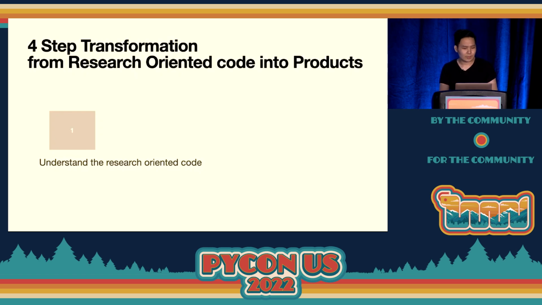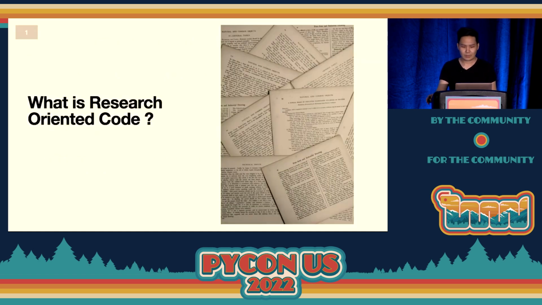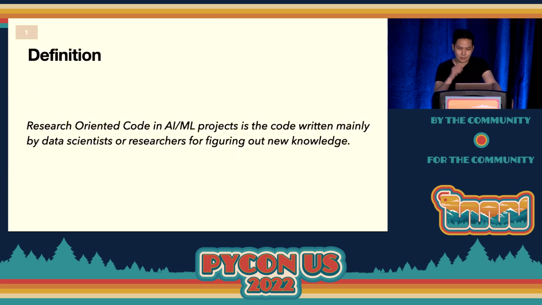So let's look at the first step. The first step is to understand the research-oriented code. In general, research-oriented code is implemented for figuring out something new and summarizing the results into a paper. Research-oriented code in an AI/ML project is code written mainly by data scientists or researchers for figuring out new knowledge. So finding something new is the highest priority when writing the code.